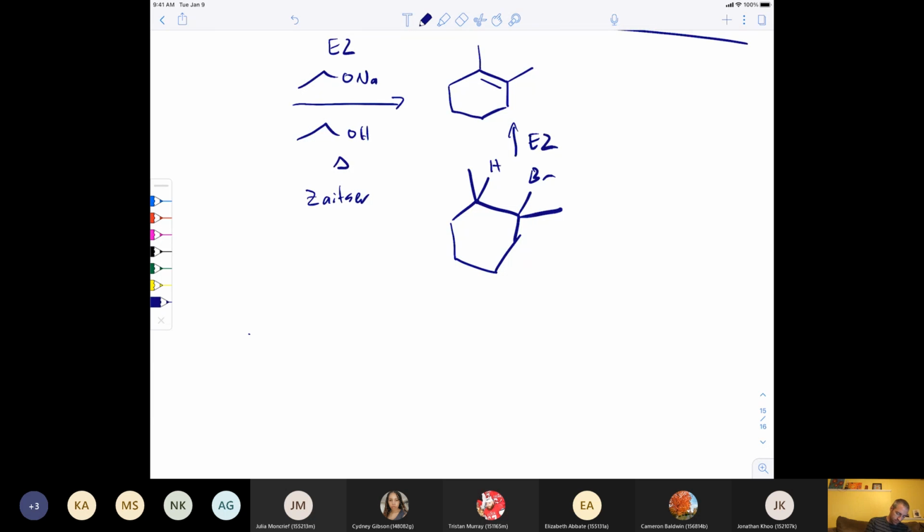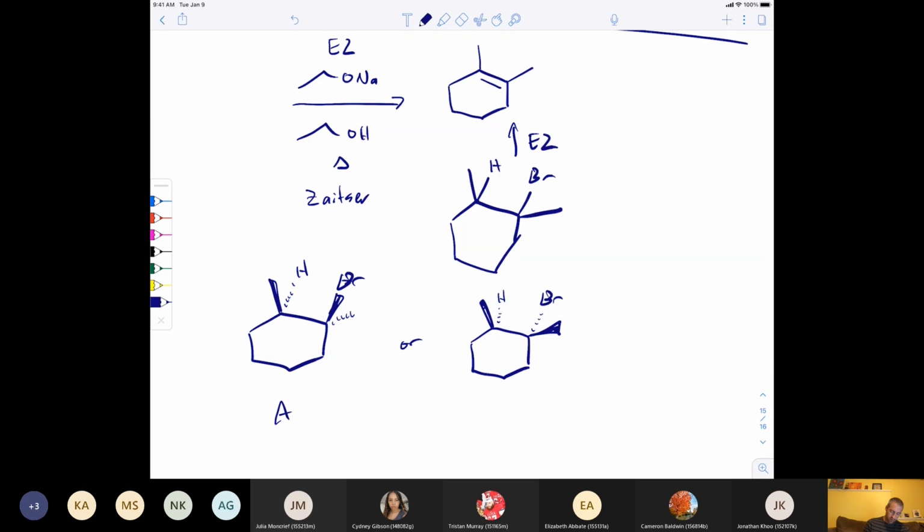So we can draw... I think I drew that on the wrong side. Let's put the hydrogen there. Now, on the other carbon, there's two ways around we could have drawn it. We could have drawn it like that, or like that. One of these is correct and one of these is wrong.